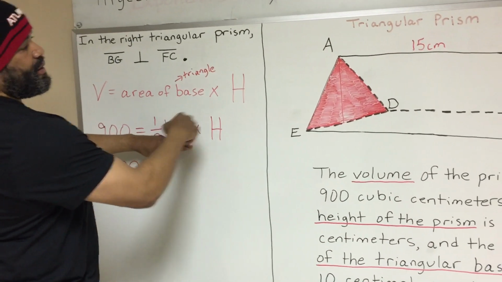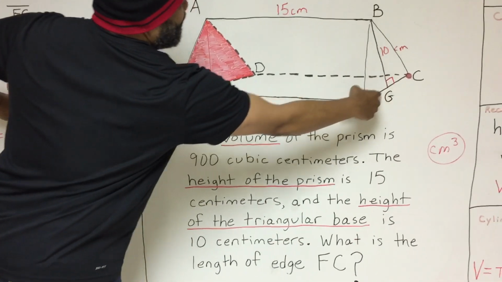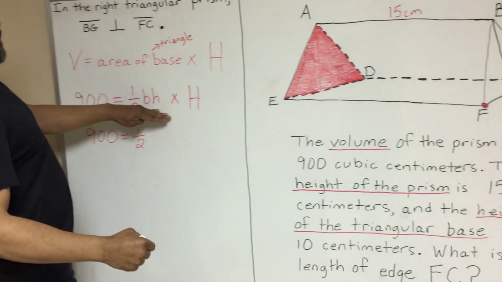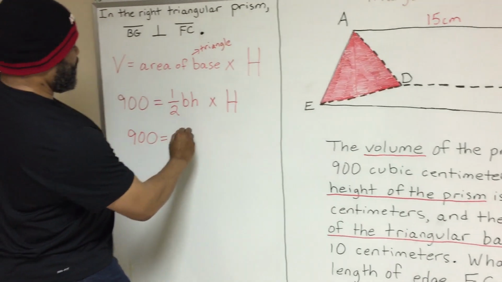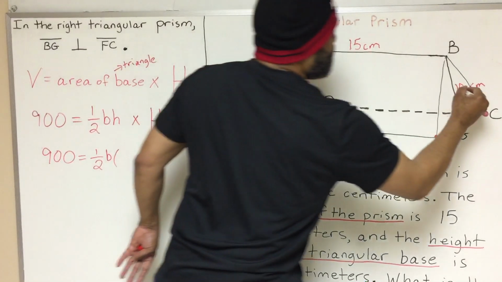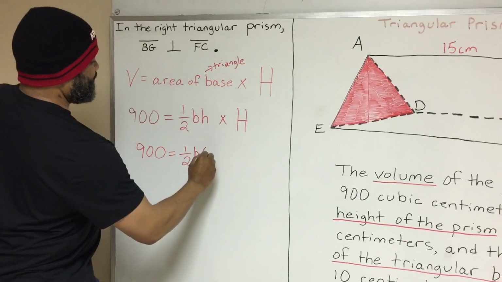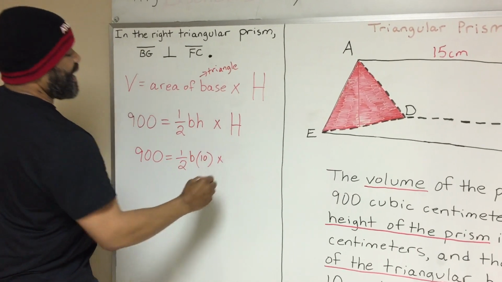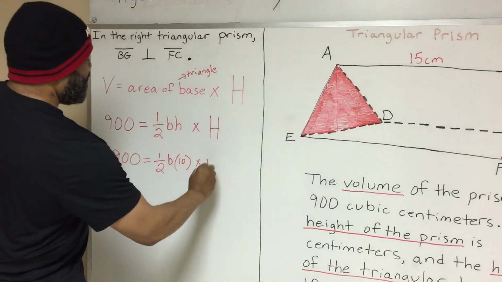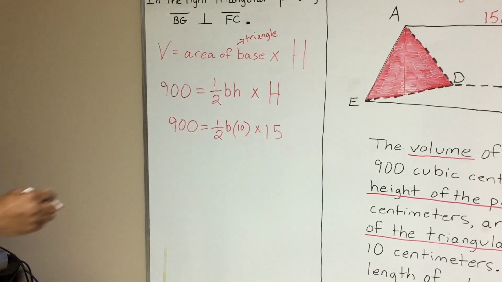This base B is equivalent to FC. The same thing we're finding. FC, the segment, is the same base of this triangle. So that's what I'm looking for. So I'm going to keep B right here, but it tells me that the height of that triangle is 10. And it also tells me that the height of the whole thing, the big height of the whole prism, is 15. Whoa, look at that. Now all I need is B.